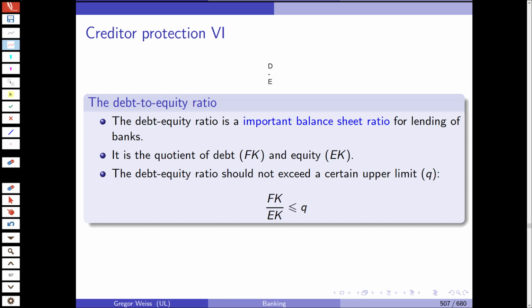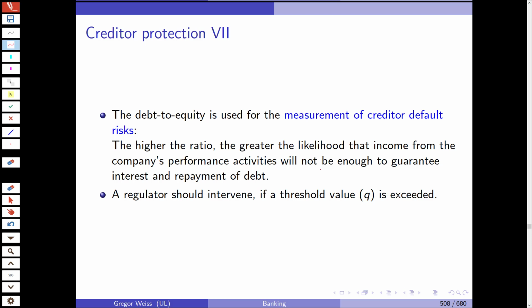That's fine. Note, this is the starting point for coming up with a quantitative rule and a rule based on banking regulation. We simply assume and demand that the debt to equity ratio is lower than a certain upper limit Q. Now the debt to equity ratio is used for the measurement of creditor default risk. The higher the ratio, the greater the likelihood that income from the company's performance activities will not be enough to guarantee interest and repayment of debt.